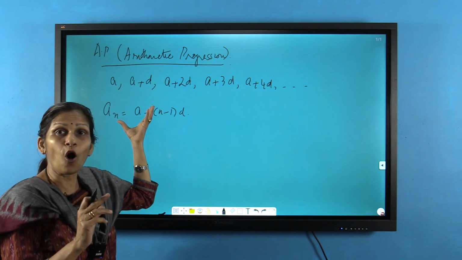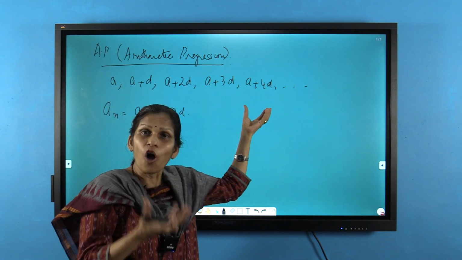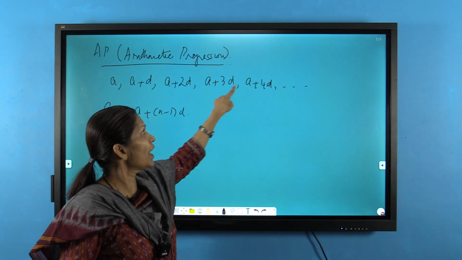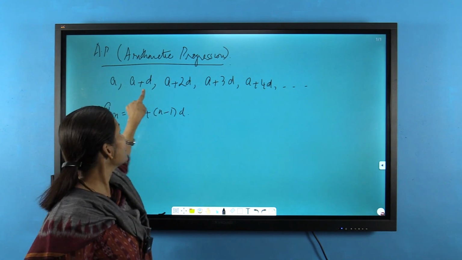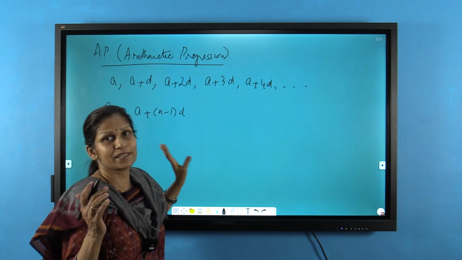Why is it called a common difference? It is a common term which is the difference of consecutive terms. If I subtract this and this, don't I have d? Subtract this and this, I have d. I will tell you this with the help of an example.